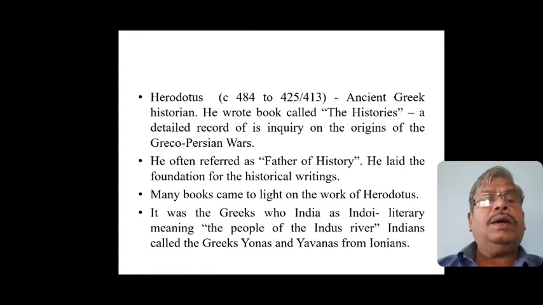Now, Herodotus, he lived from 484 to 425 BC. He was a Greek historian. He wrote a book called The Histories, a detailed record of his inquiry on the origins of the Greco-Persian Wars. He is often referred to as the father of history because he laid the foundation for the systematic writing of historical works for the first time in the world. Based on his books, many books came to light. It means it created interest among other scholars to write books based on his book and some other history books.